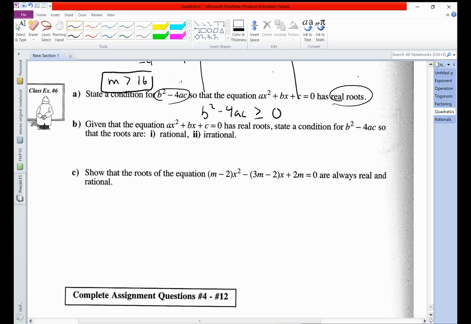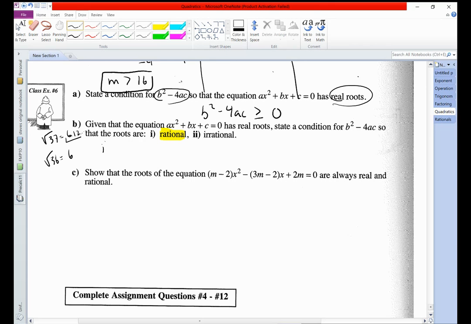Given that the equation ax squared plus bx plus c is equal to 0 has real roots, state the condition so that the roots are rational and irrational. In order for this to be rational, our discriminant has to be a perfect square. Anytime we square root an imperfect square, like square root of 37, we're going to get an irrational number, 6.12, on and on forever. But as soon as it's a perfect square, we get 6. So that means our discriminant has to be a perfect square.